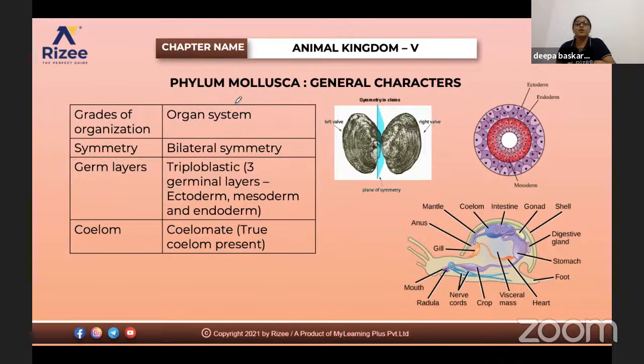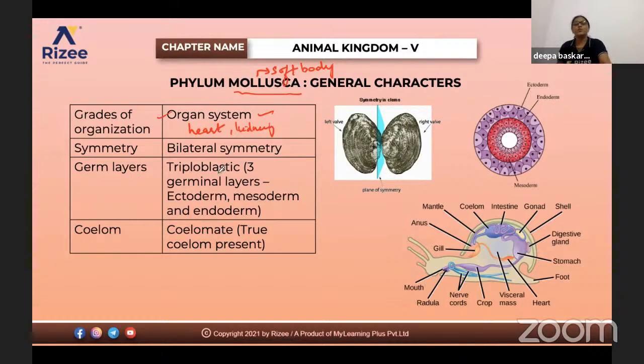So first let us see about the common features and unique features of mollusks. What do you mean by mollusks? They have a soft body with calcareous shells. What is the level of organization here? Organ system level organization is there. It has a heart, even a kidney. So organ system is present here in mollusks.